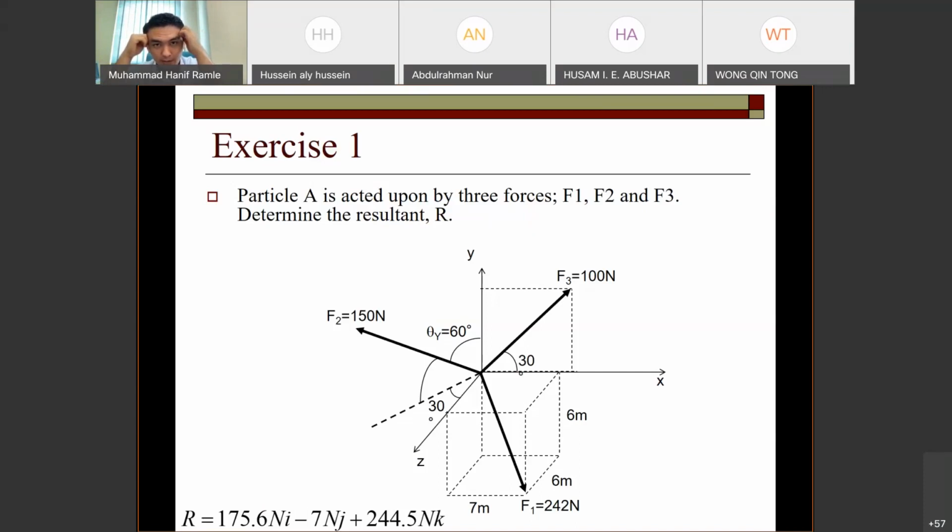Dengar ke tak ni? Dengar doktor. Ada. Dengar doktor. Ingatkan saya cakap seorang-seorang tadi.